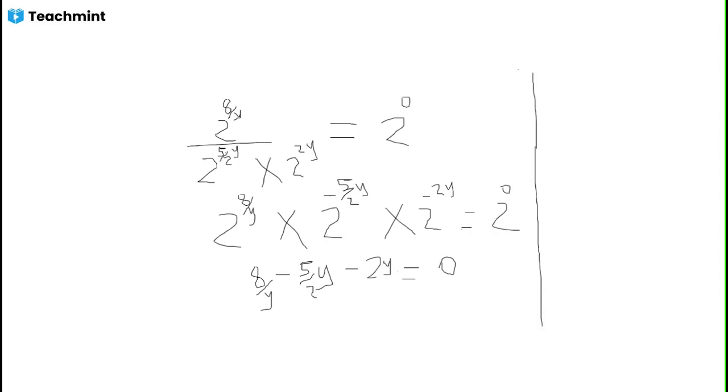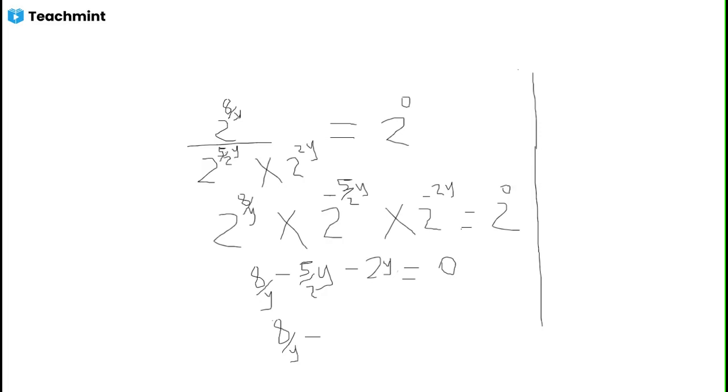Okay. Let's continue with this. So I can see we have like terms together. We have 5/2y and minus 2y. What is negative 5/2y minus 2y? What do you get? A half. A half y.